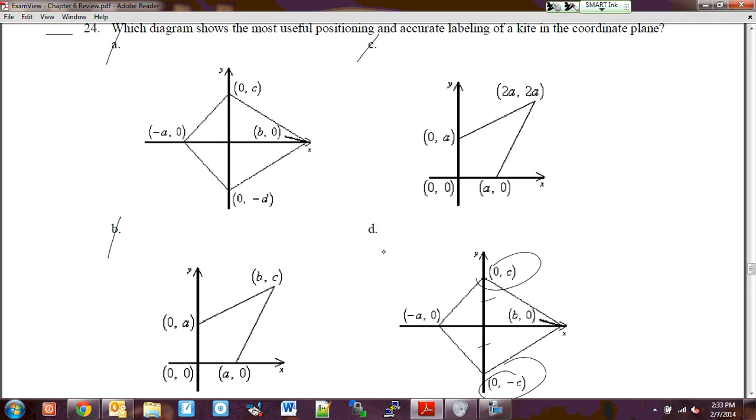All right. So letter D is the most useful positioned and has the most accurate labeling. That's what differentiates D from A, it has the most accurate labeling. Because we can clearly see that this is distance C and this is distance C. Over here, we can't determine that. We know this is distance D and this is distance C, and then this is distance B and this is distance A. So that really doesn't help us at all. So that's why it is letter D, because it has the most useful position and the most accurate labeling.